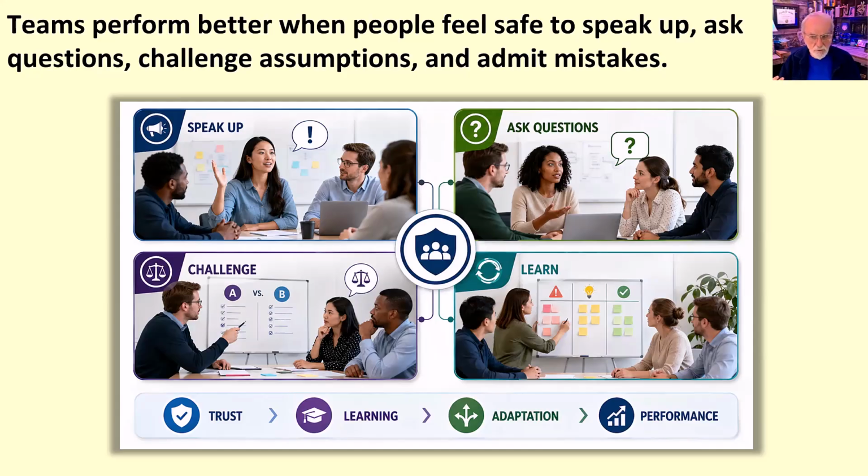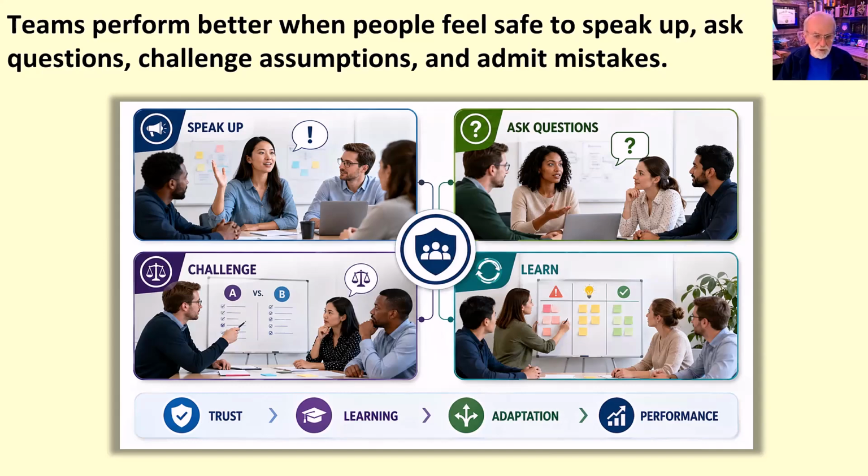Team members are more likely to speak up when something seems wrong. They are more likely to ask questions when expectations are unclear, and they're more willing to challenge assumptions when the plan may not reflect reality. They're also more likely to learn from mistakes rather than hide them.